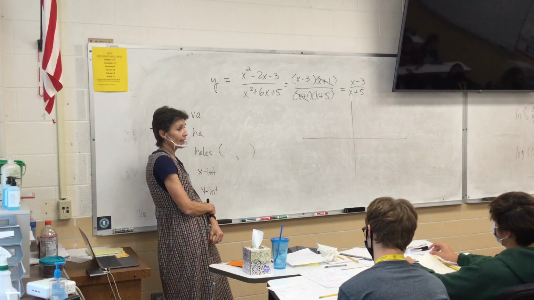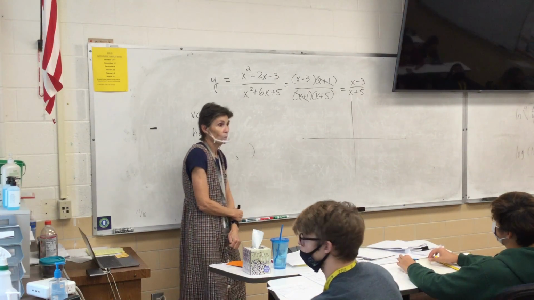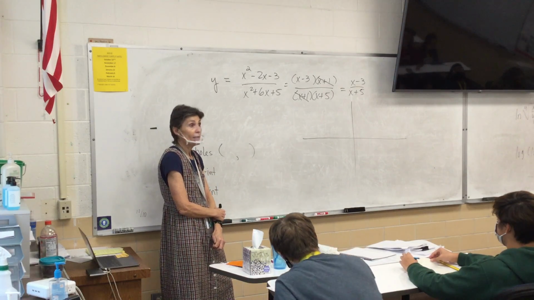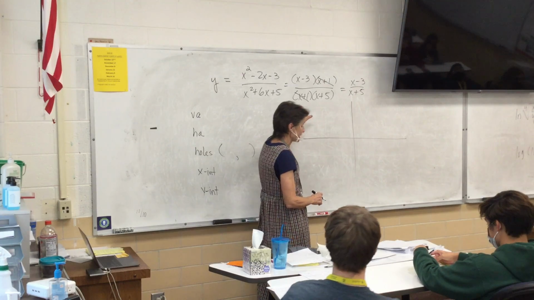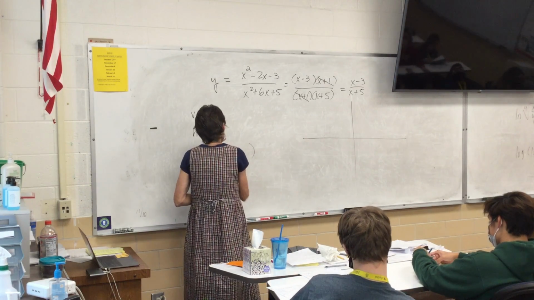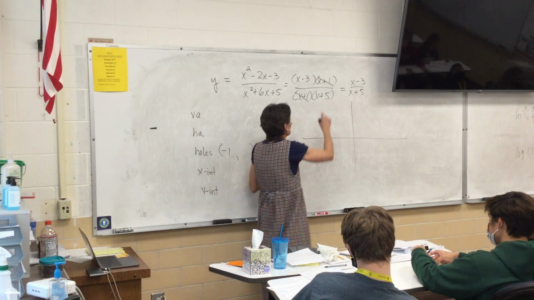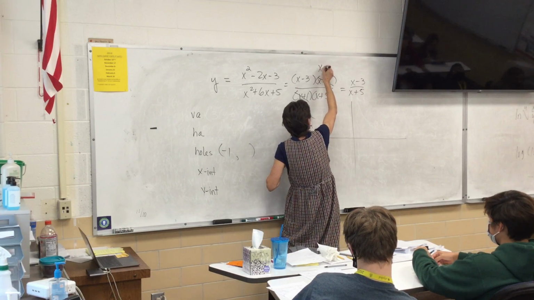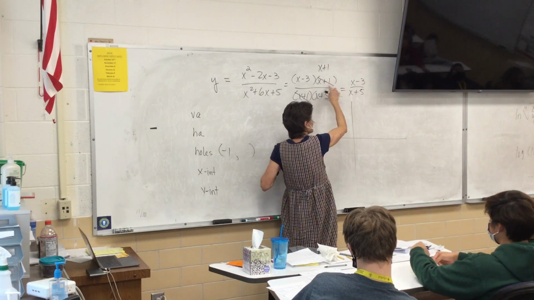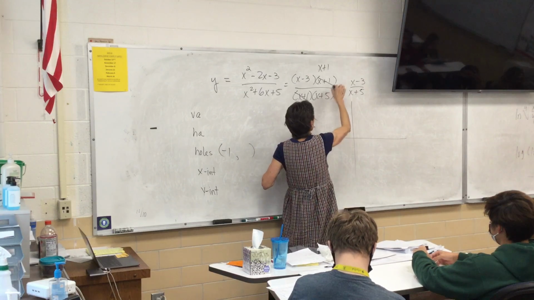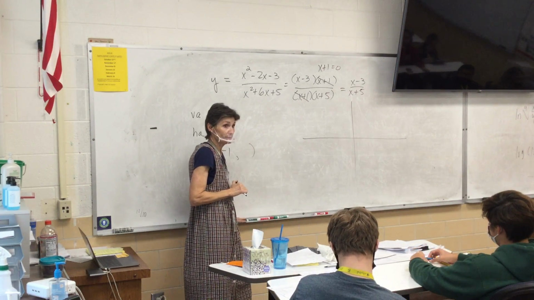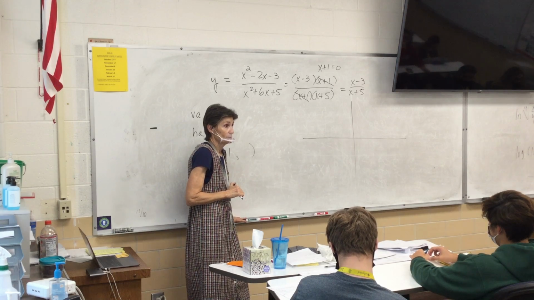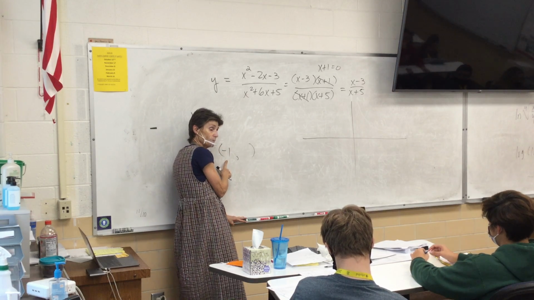Tell me what I know about that hole. The X is negative. The X is what? Negative 1. For those of you that don't get that, take the thing you canceled, and set it equal to 0. You see how you get -1? That's where this -1 came from.